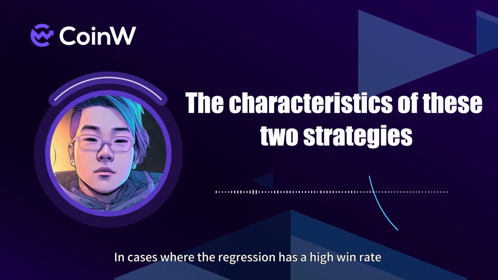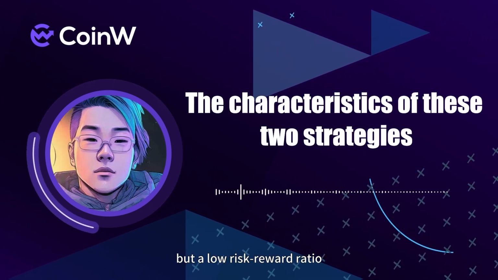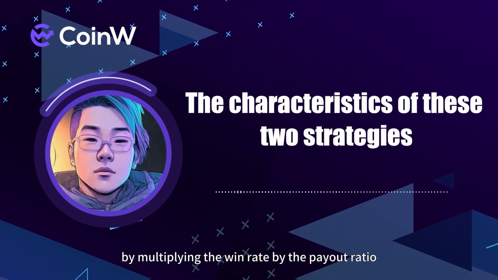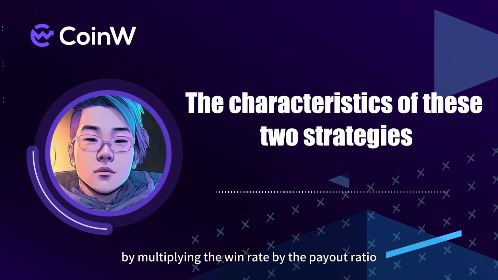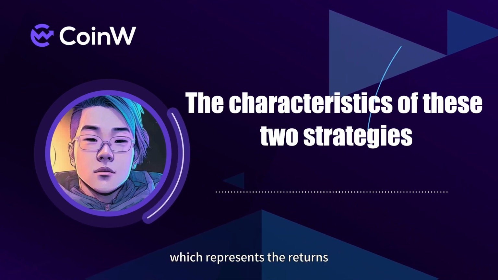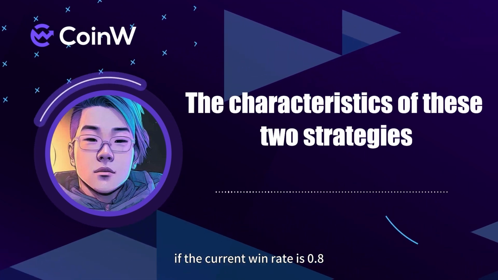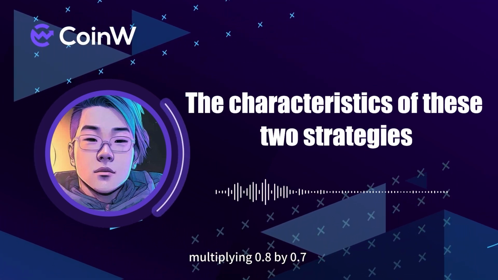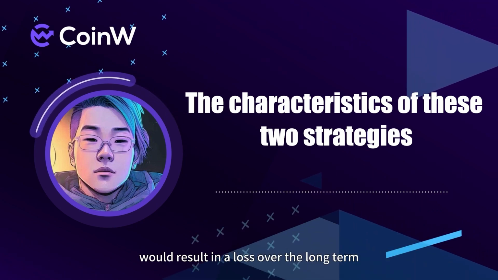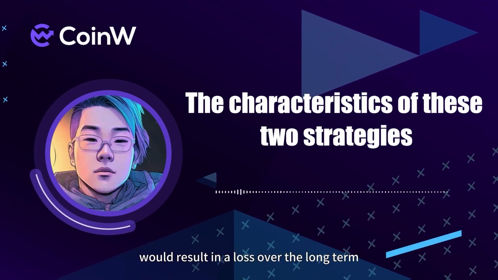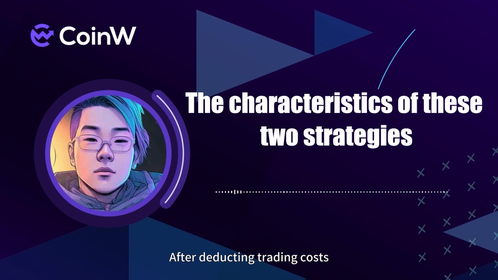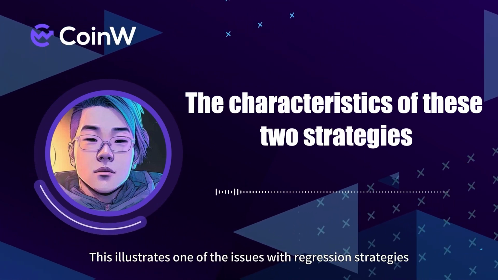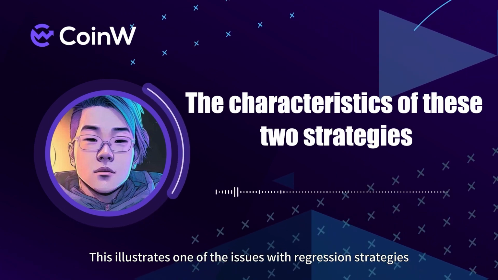In cases where the regression has a high win rate but a low risk-reward ratio, the long-term profitability is determined by multiplying the win rate by the payout ratio, which represents the returns. For example, if the current win rate is 0.8, but the returns can only reach 70%, multiplying 0.8 by 0.7 would result in a loss over the long term. After deducting trading costs, the outcome is generally negative. This illustrates one of the issues with regression strategies.